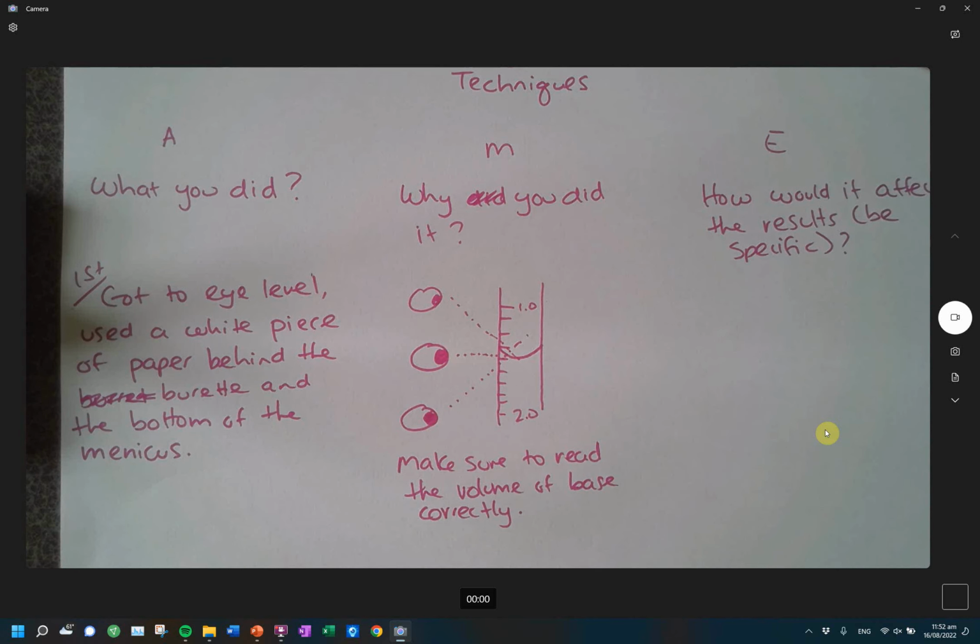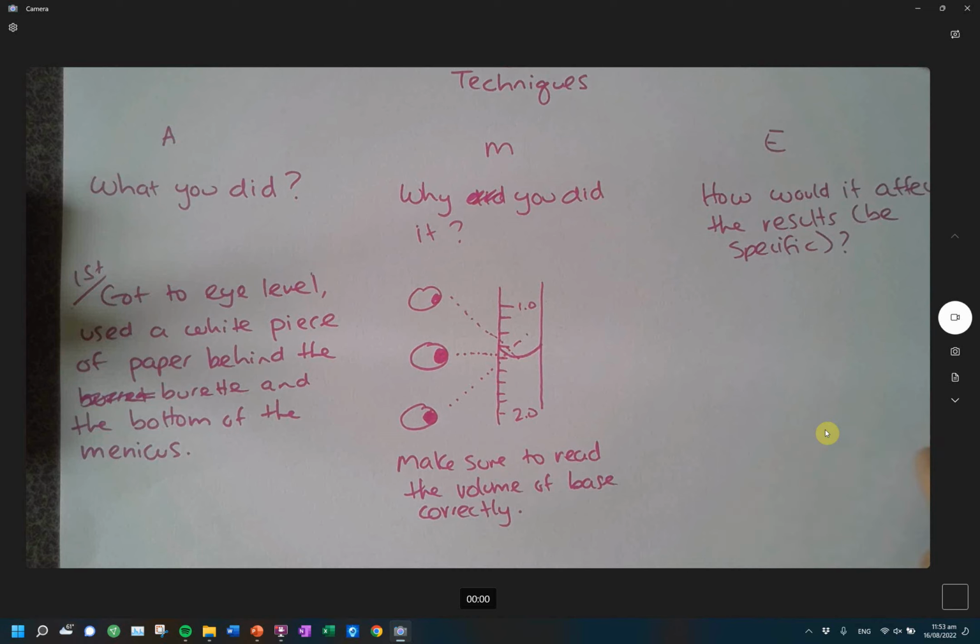How specifically would it affect my results? So I could overestimate or I could underestimate the reading, and that's going to affect the volume of the titrate that I then write down. If my titrate volume is incorrect, I'm going to then calculate the wrong moles of base, and thus my further calculations for the acid will be incorrect. So that's what I'm looking for at the excellence level. And I'll write that down, don't worry.